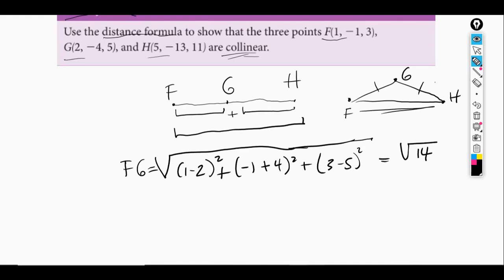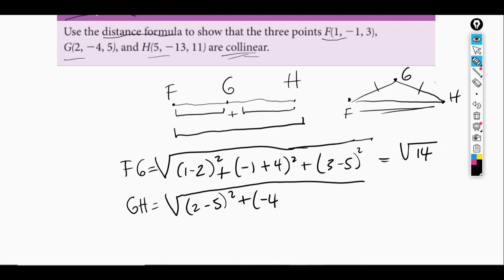Now, let's find GH. So for GH, we would have square root, and let's say for G, 2 minus 5 squared, that would be the x coordinates, plus -4 minus, so -4 plus 13 squared, plus 5 minus 11 squared. And if we do the math here, this is equal to 3 square root of 14.